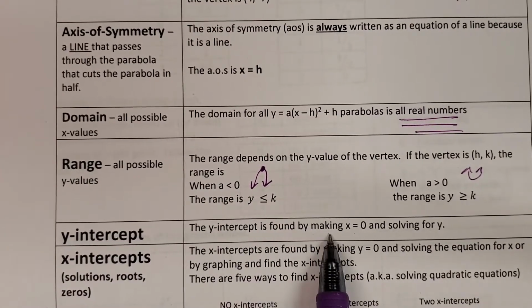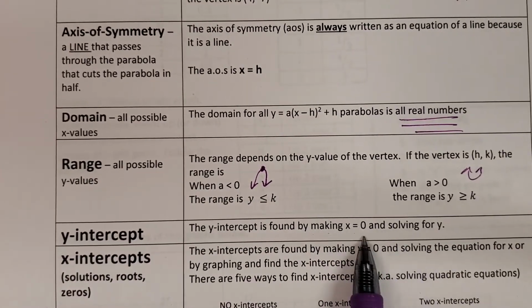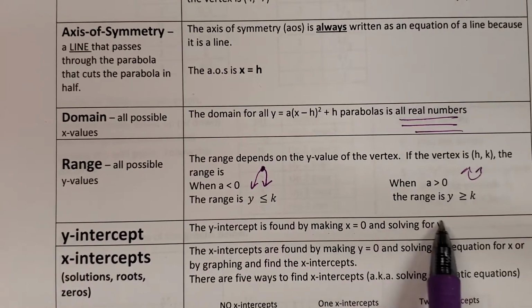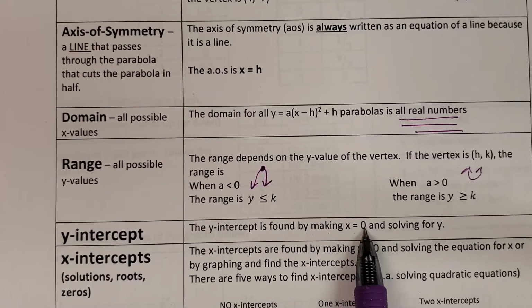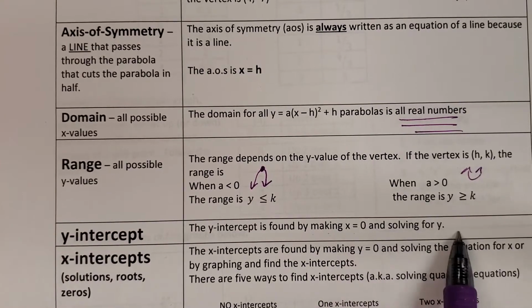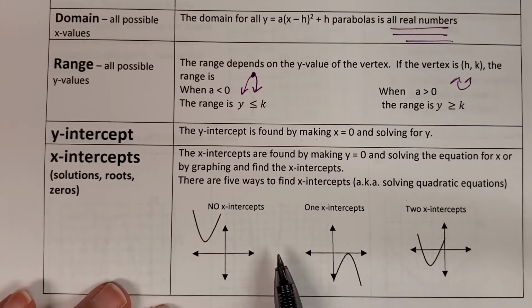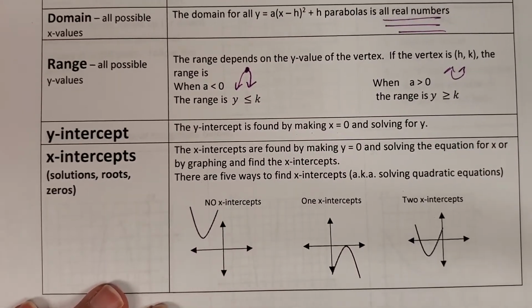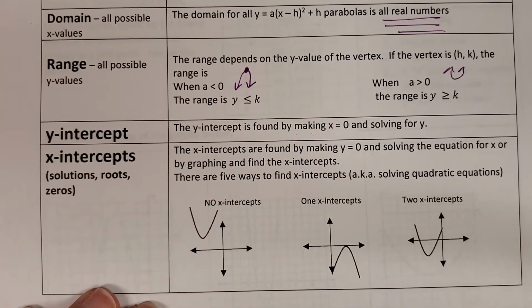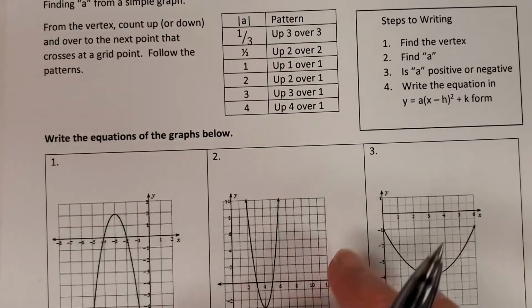The y-intercepts, you can find that by making x 0. You just plug a 0 in for x and solve for y. That's how you can find your y-intercept. We'll talk about that later. And then x-intercepts, which we'll talk much more about next chapter, but we talked about them, we just found them, but we're not going to talk about how to find them from an equation until next chapter, but just so you know what they are. Okay, so keep that little sheet handy.